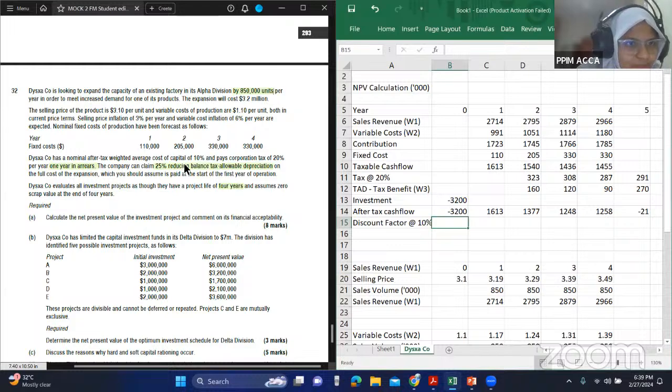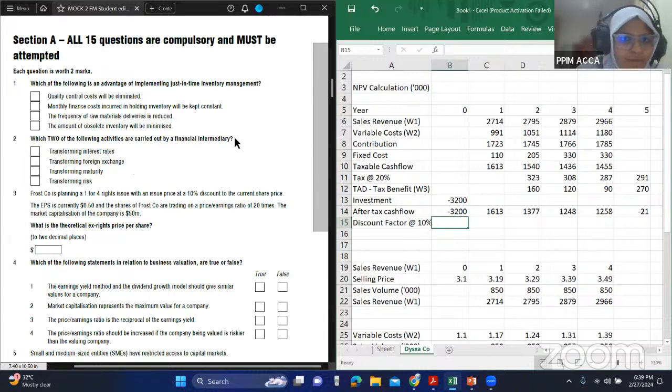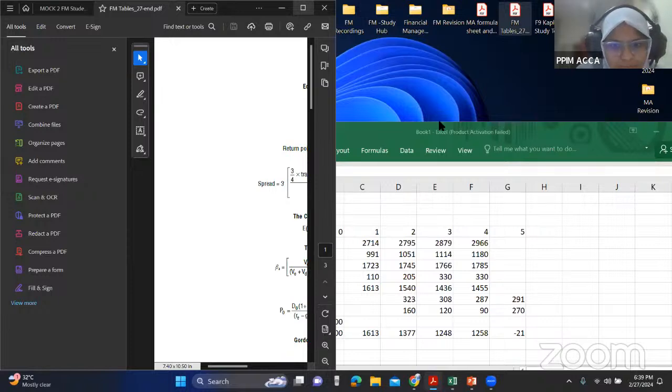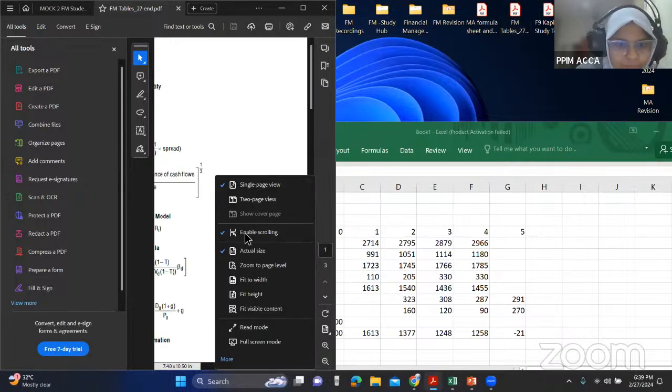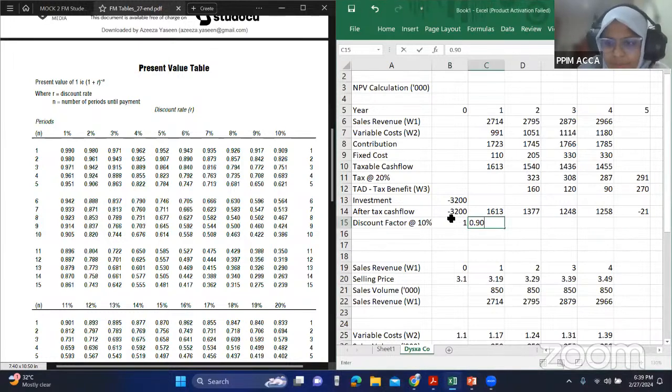Okay, so this is available to you in your exam. Let me show you that as well. So 10% discount factors. Year 1 is always 0.909. Year 2, it is 0.826. Year 3, it is 0.751. Year 4, it is 0.683. And year 5, it is 0.621.